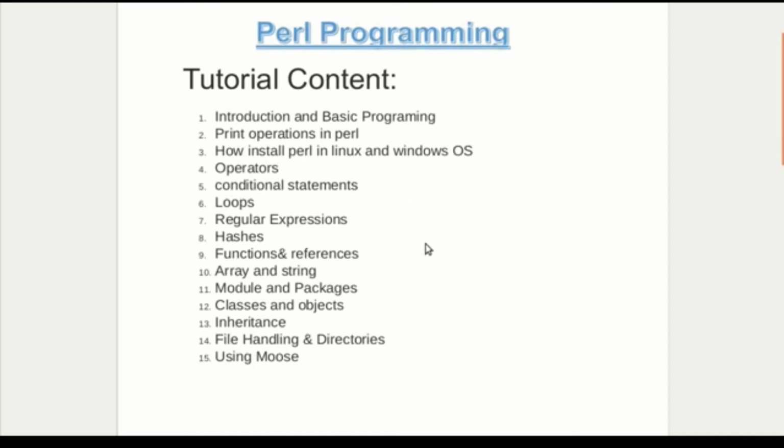The first one is introduction and basic programming, and the second one is print operation in Perl. The third one is how to install Perl and Linux in the Windows operating system. The fourth one is operators, and the fifth one is conditional statements. The sixth one is loops. The seventh one is regular expressions. The eighth one is hashes. The ninth one is functions and references. The 10th one is arrays and strings. The 11th one is modules and packages. The 12th one is classes and objects. The 13th one is inheritance. The 14th one is file handling and directories. The 15th one is using MOS.